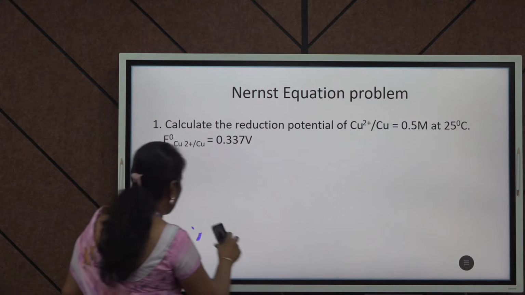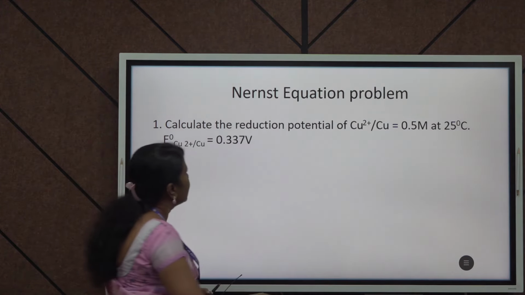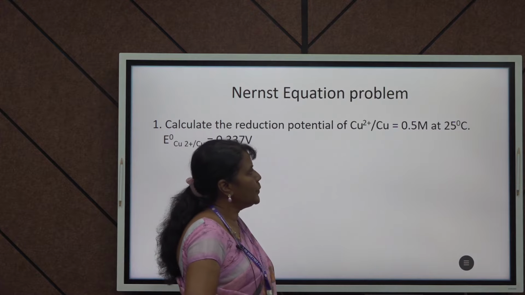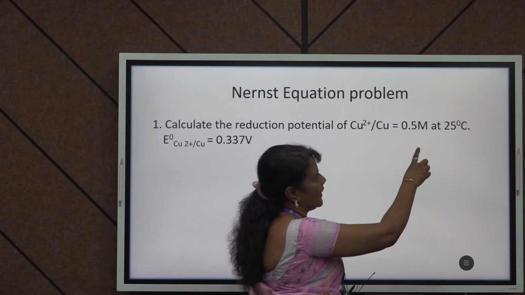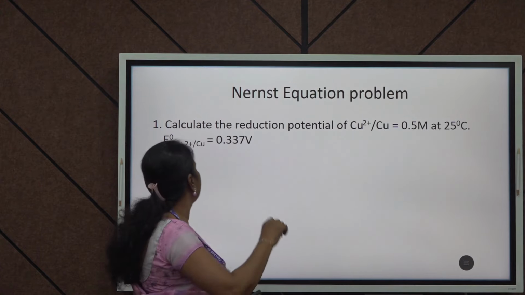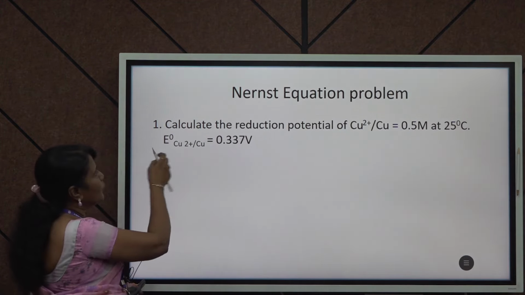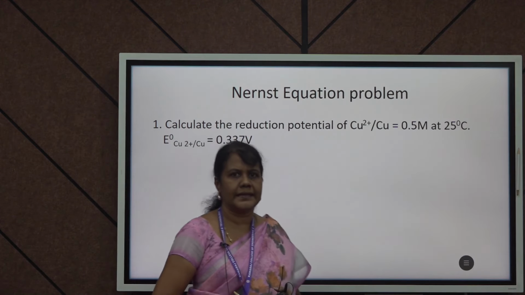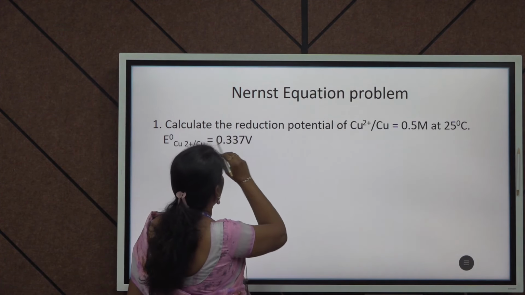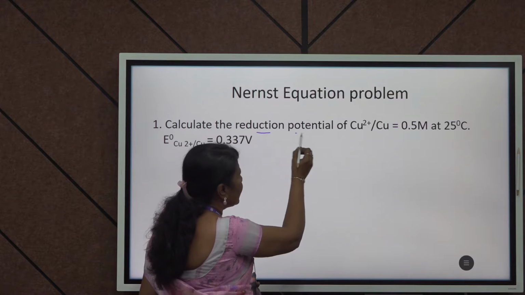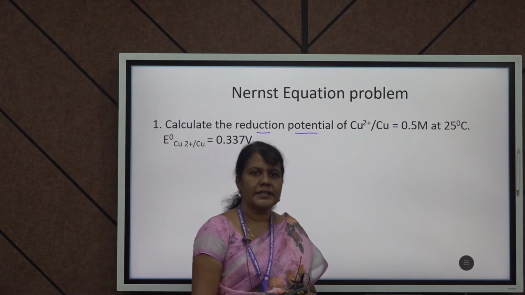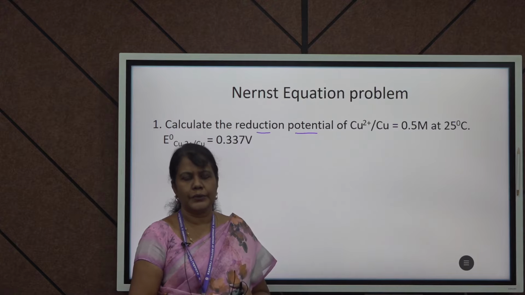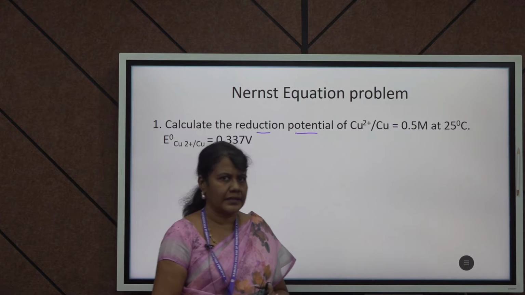So coming to the first problem, calculate the reduction potential of Cu2+/Cu at a concentration of 0.5 M at 25 degrees C. Now the standard electrode potential for copper, E0 for Cu2+/Cu, is 0.337. So in this problem, we are going to find out the reduction potential. Reduction potential is nothing but the potential which is produced during the reduction reaction.